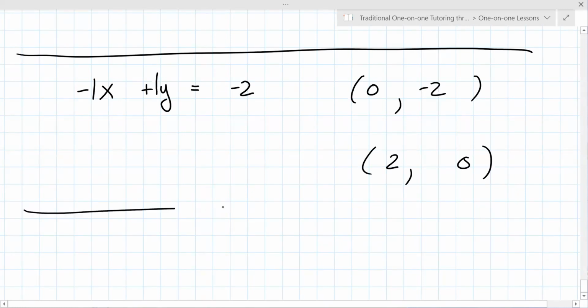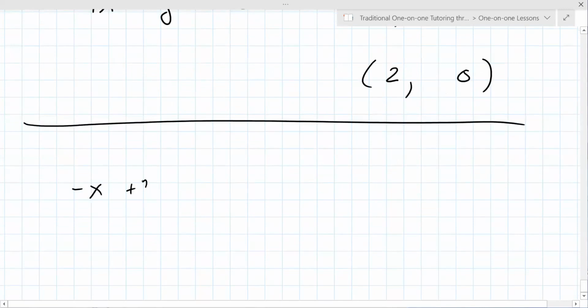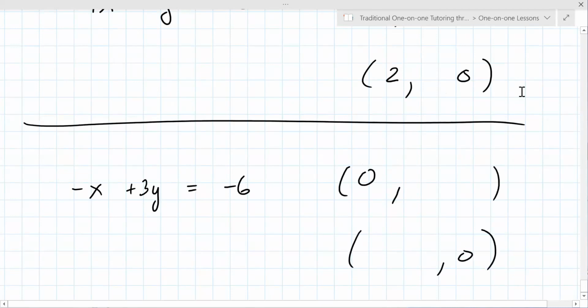All right, let's try one more here. This is our last question, so let's finish up strong here. Cover that up. 3, 6 divided by 3. 0, -2. Okay, and +6, 0. Very good.